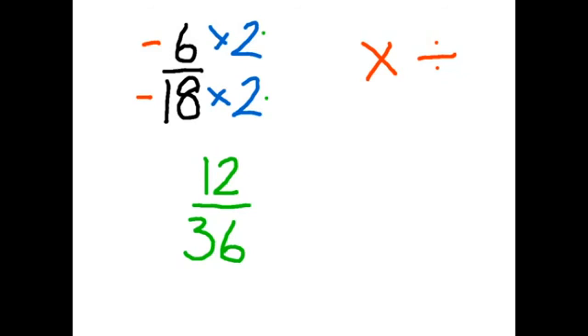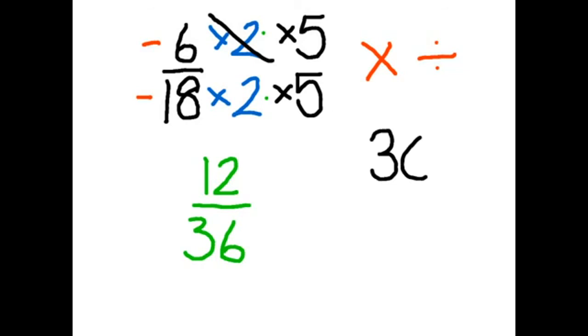But the one thing we've got to remember is what we've got to do to the bottom. What we do to the bottom, we have to do to the top. If we multiply 18 by 7, we've got to multiply the 6 by 7. Okay, here we have 6 times 5 and 18 times 5. Let's get rid of the 2, so multiplying by 2.